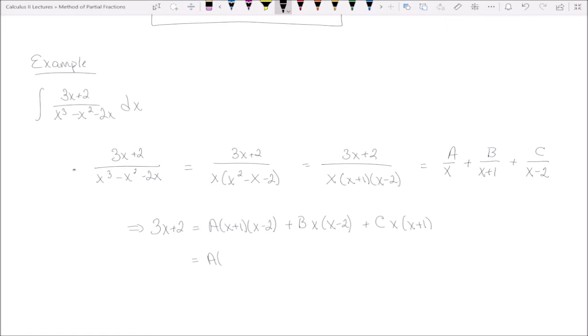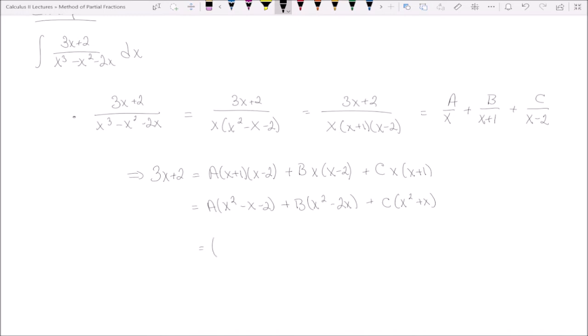All right, now expand everything out. A times x squared minus x minus 2 plus B times x squared minus 2x plus C times x squared plus x. Let's now gather together like terms. So for x squared, we're going to have A plus B plus C. For x, we have negative A minus 2B plus C. And finally, in terms of constants, we just have negative 2A.